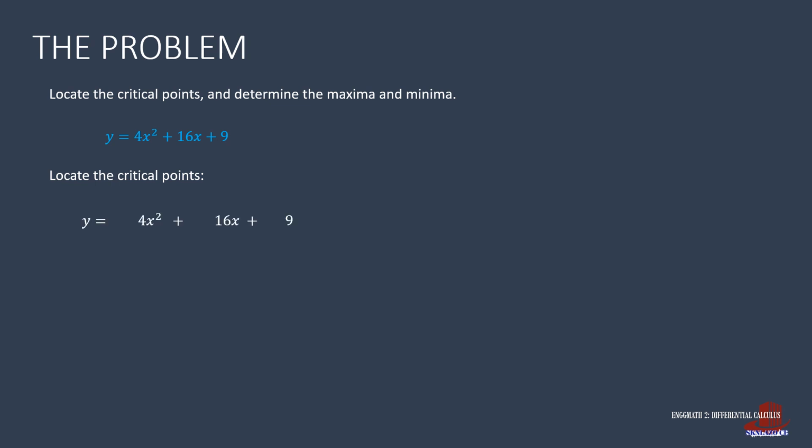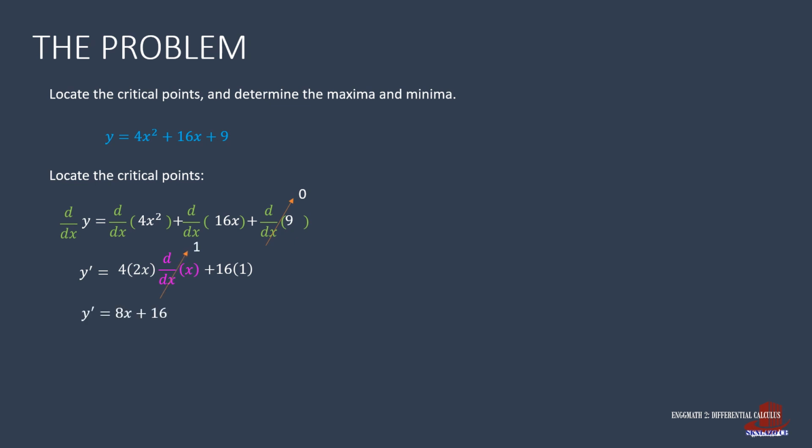Since there are multiple simple terms, we separate them to easily differentiate. The last term, which is the derivative of 9, can be zeroed out. So y prime is the constant 4 times the derivative of x squared, which is 2x. Then through chain rule, there is also dx with respect to dx. The derivative of 16x is the constant 16 times the derivative of x, which is 1. dx over dx is 1.